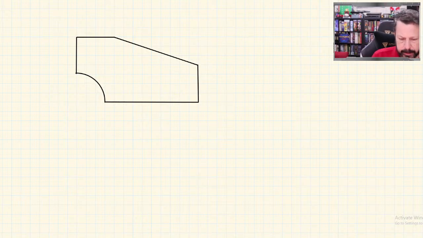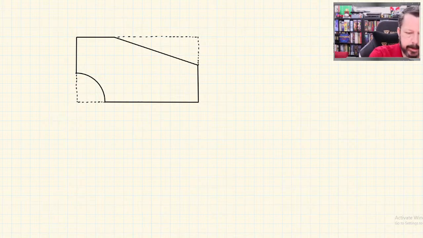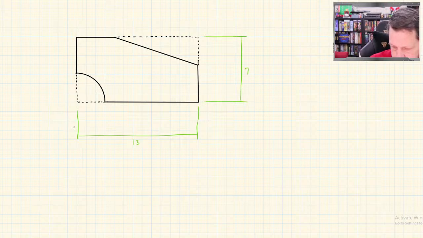So what I would do is think that it was originally a rectangle, and then it's had these shapes chopped off of it. Right? So it was originally a rectangle that is this dimension. Actually, let's go down here. What is this? 1, 2, 3, 4, 5, 6, 7, 8, 9, 10, 11, 12, 13 by whatever this is. 1, 2, 3, 4, 7. And then this is 3.